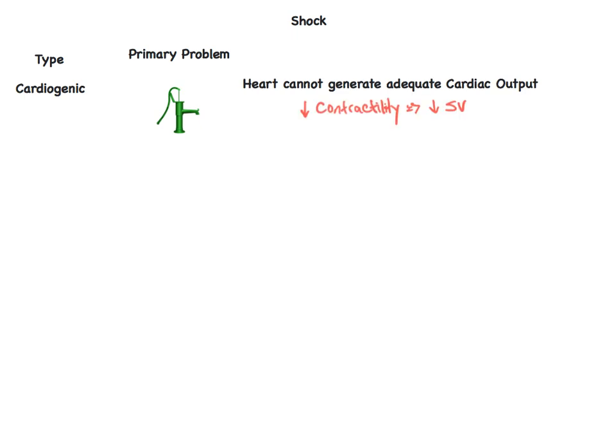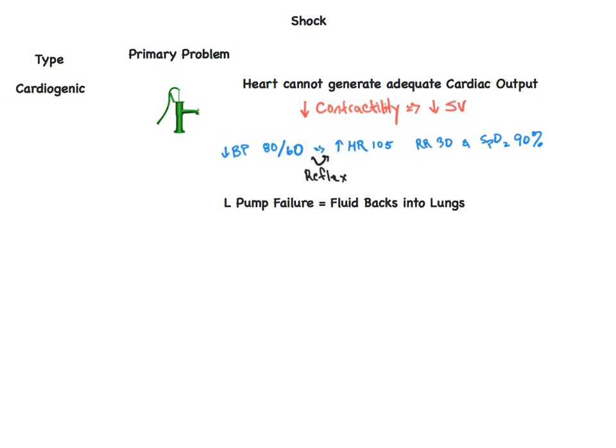Let's say that the patient comes into clinic short of breath with a blood pressure of 80/60 and a heart rate of 105, respiratory rate of 30, and an oxygen saturation of 90%. The heart rate is not the main problem. That's the reflex. When the pump fails, fluid backs up. Left-sided failure to pump backs up the fluid into the lungs, resulting in pulmonary edema. Right-sided failure backs up fluid in the venous system.